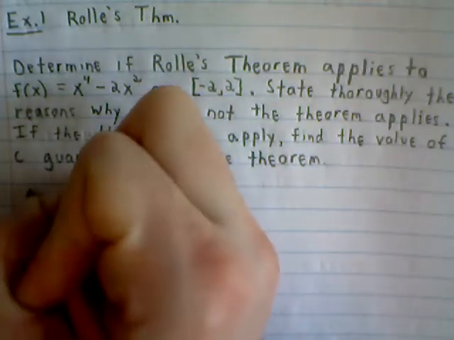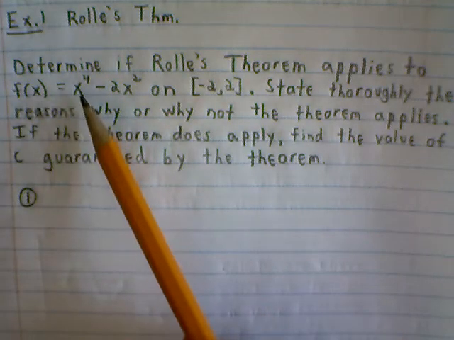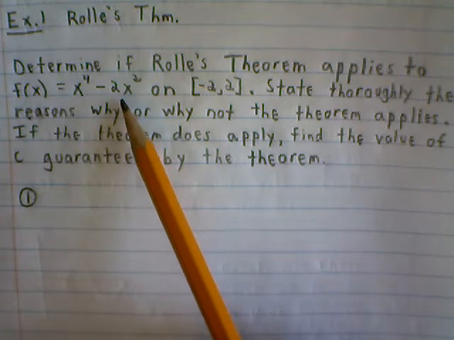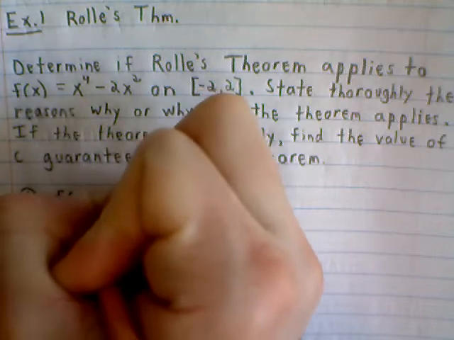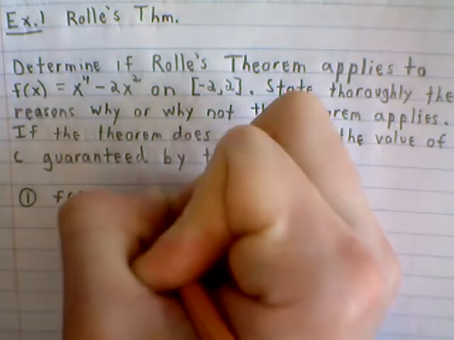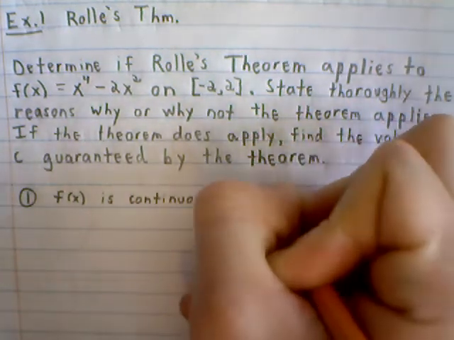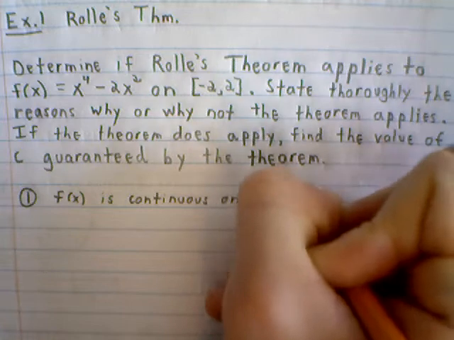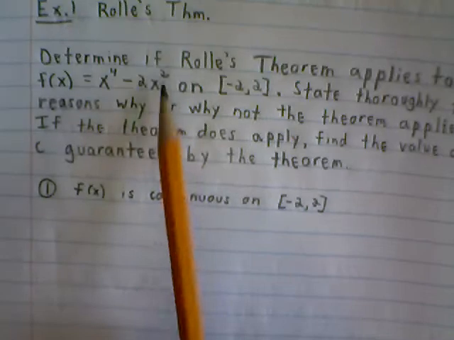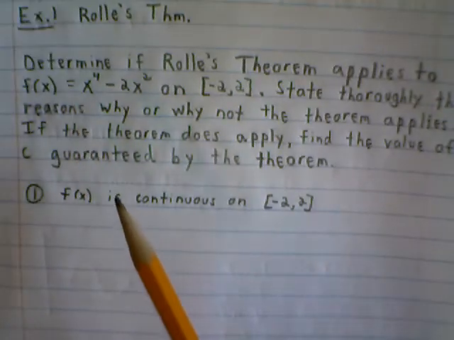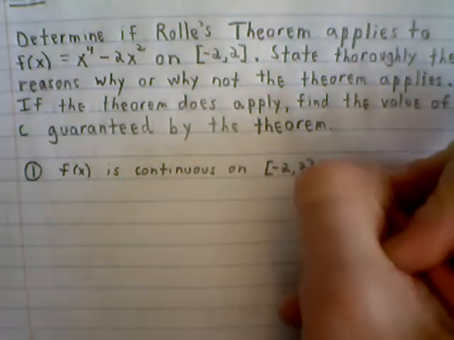All right. Reason number 1. I see that this is a polynomial function. There are no x's in the denominator. We don't have any discontinuities. So I can say f of x is continuous on [-2, 2]. It'd be a different story if we had x in the denominator or something similar, but this function is always continuous. There's no way to find a discontinuity here. So we met condition 1. We can check that off.